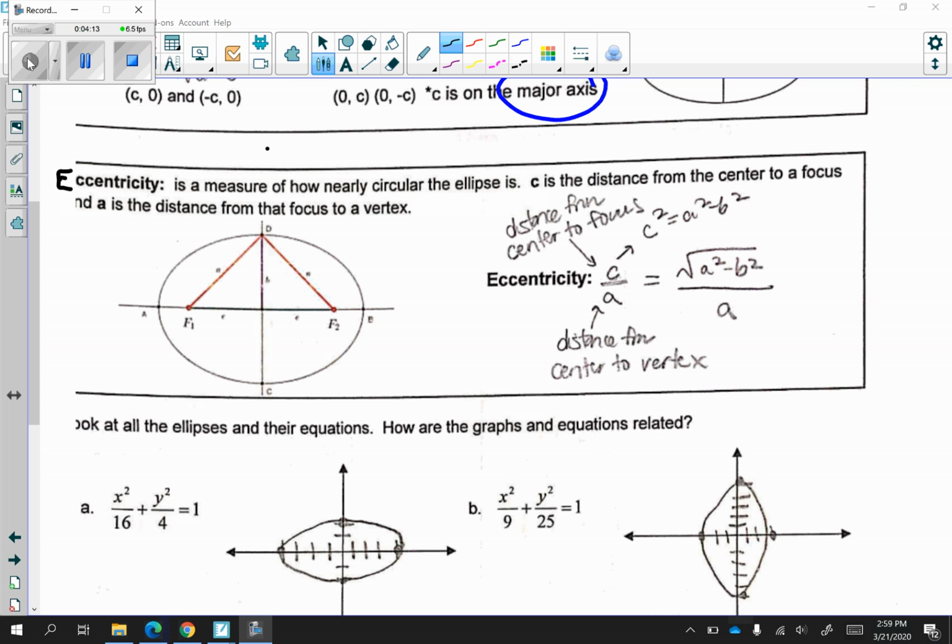Next, you have your eccentricity, which is a measure of how nearly circular the ellipse is. C is the distance from the center to a focus, and A is the distance from the center to a vertex. So again, C, we just discussed before with our foci. It's plus or minus the square root of a squared minus b squared. It's the distance from the center to the focus. And then A is the distance from the center to the vertex, which is just represented by A.